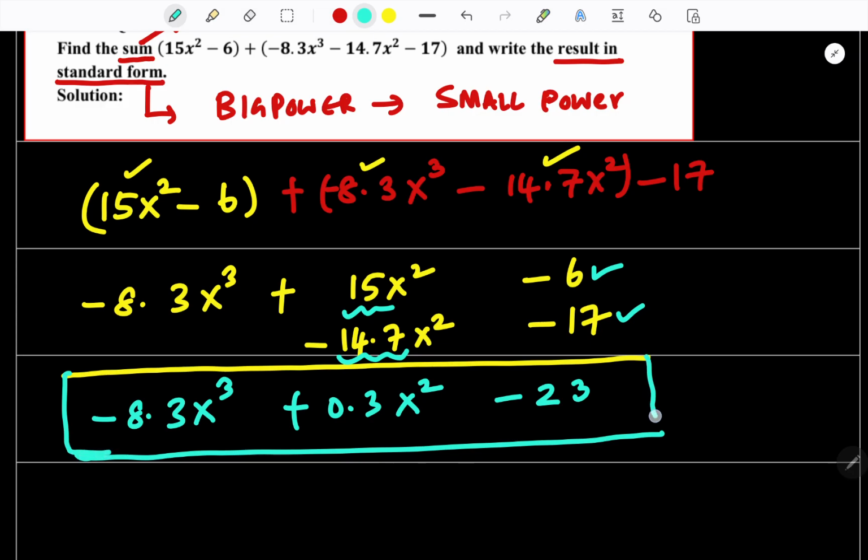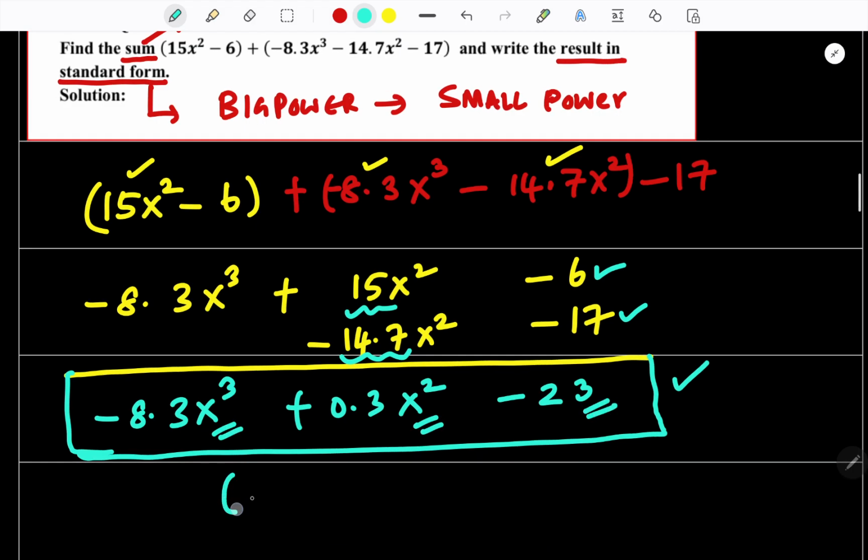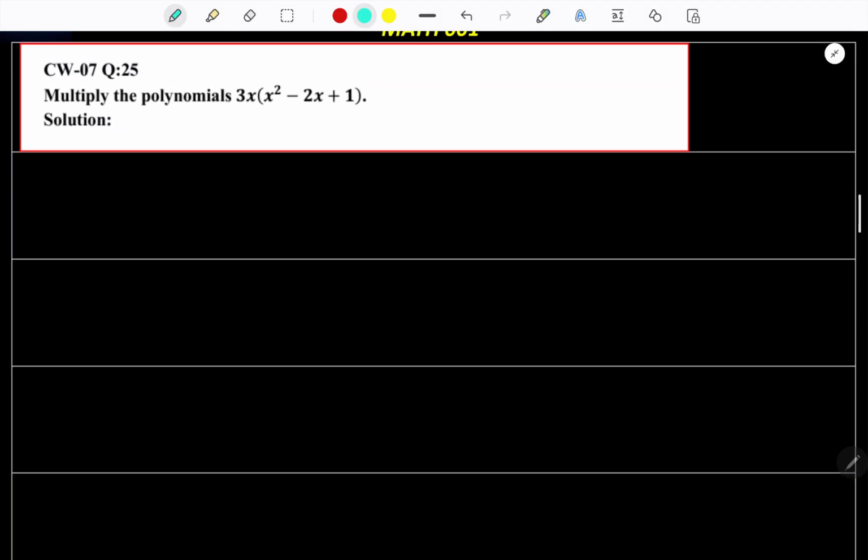Clear, everybody? Right. So we made the sum, that is plus, and they ask you to write in standard form. Standard form means, I said, big power to small power. Yes, x cube and then x square and then x power 0. So this is standard form. Already in standard form. Clear, everybody? Right. So easy. Let's go to the next question. Multiply the polynomials. What do you mean by multiply? I told you multiply means product, right?